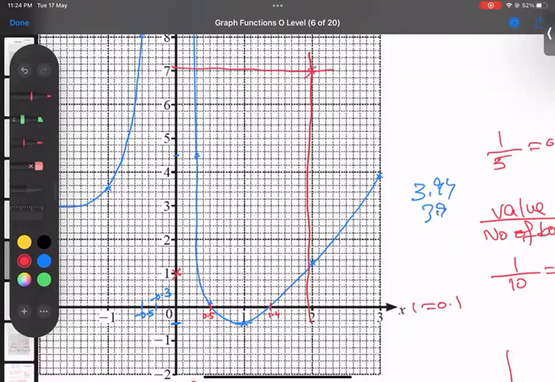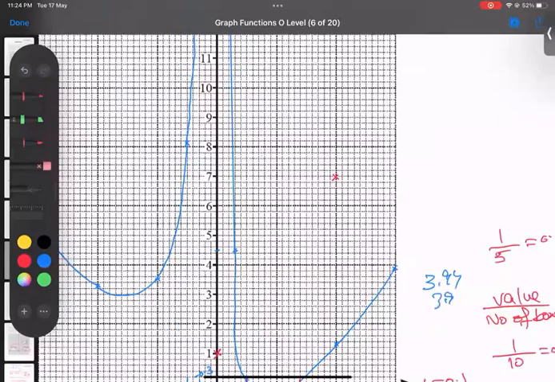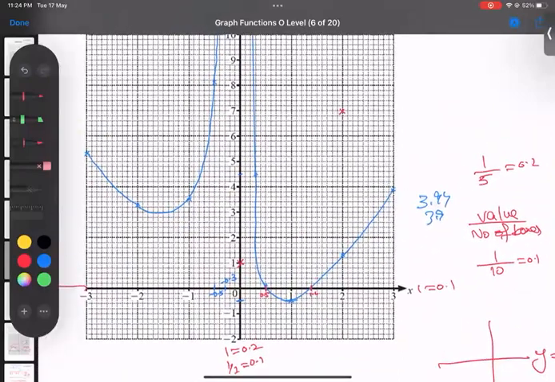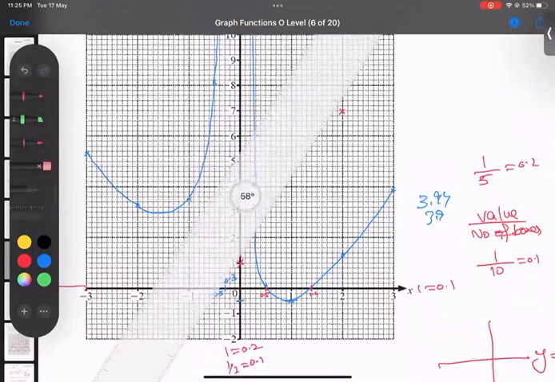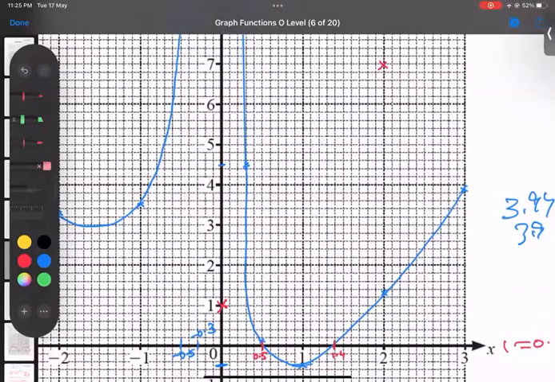So this point, let me make it again, and I erase the lines. I hope you understood well. Now I'm going to make a line through both of these points. I take a scale, okay.